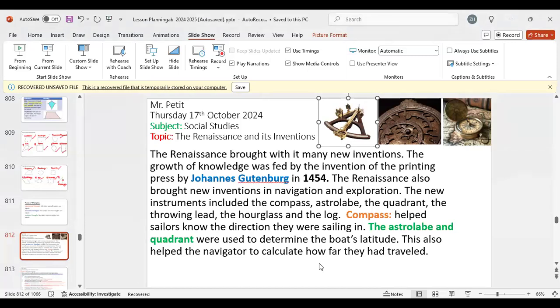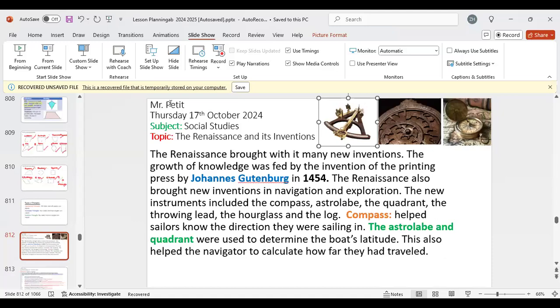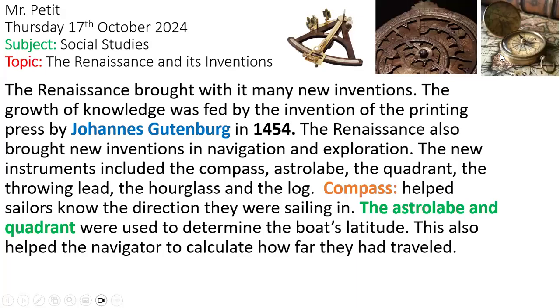Okay. All right, good. I just checked the pronunciation of this. It's actually pronounced astrolabe, like babe, not astrolabe. Okay, cool. So we have the compass, the astrolabe, and the quadrant.